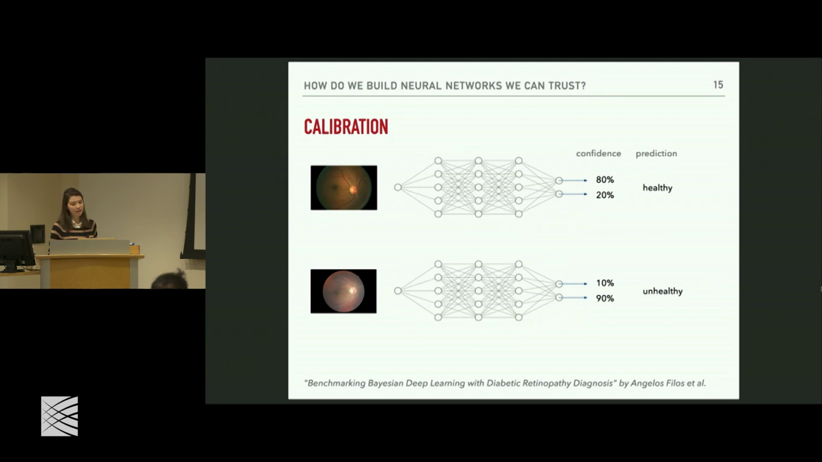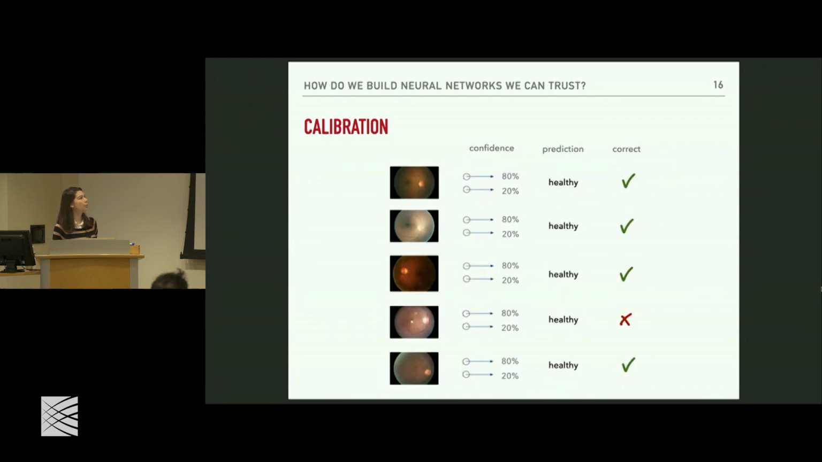So for a well-calibrated model, we would expect that for all of the data points that the neural network predicted to be healthy with 80% probability, we want it to be correct in roughly 80% of cases. So in this example, we have 5 medical images, and for all of those we predicted 80% probability of being healthy, and we are correct in 4 out of 5 examples, so it's roughly 80%.